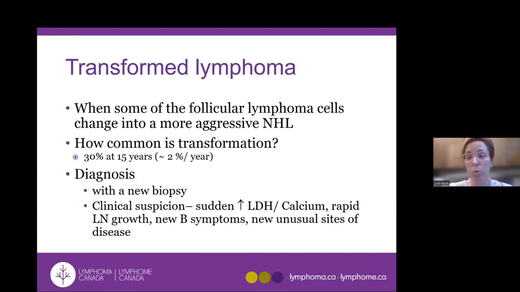It's diagnosed with a new biopsy because you need to look and see that diffuse pattern as opposed to the prior follicular pattern in the biopsy. So when do we get a biopsy for suspicion of transformation? Generally, it's when the disease does not appear to be behaving indolently anymore. So there's a sudden change in blood work, very rapid lymph node growth, sudden development of B symptoms, or unusual sites of disease. So patients all of a sudden have a mass in their liver, for example.